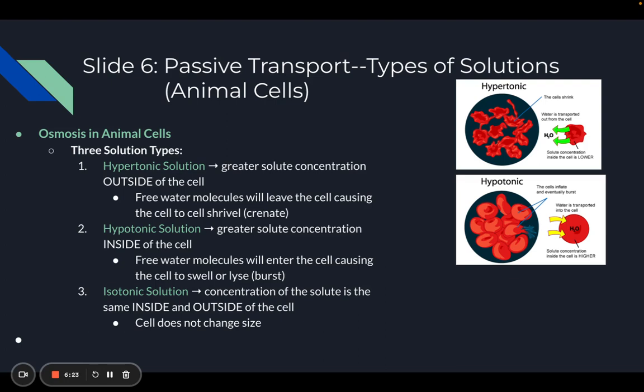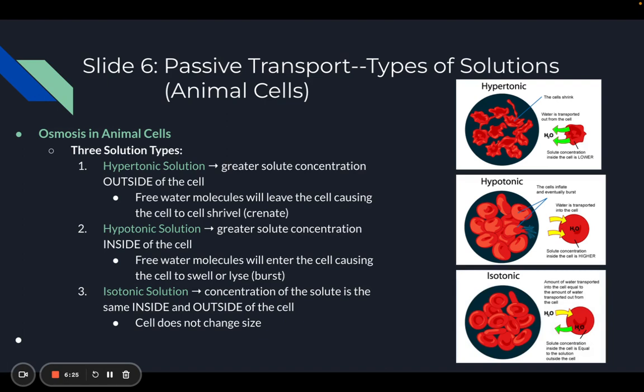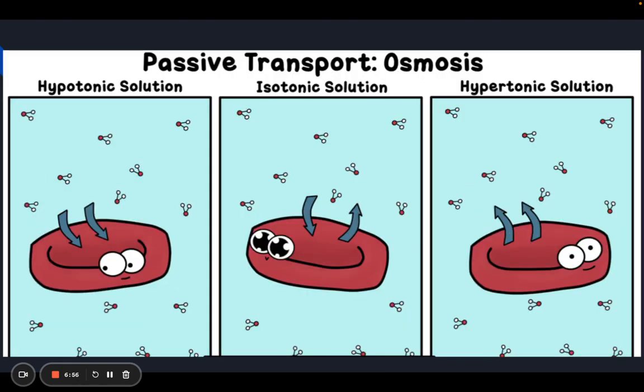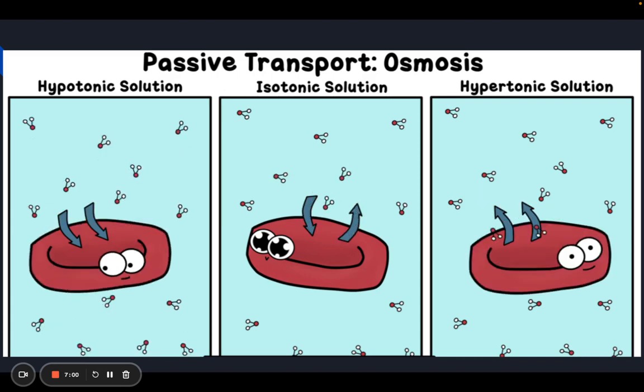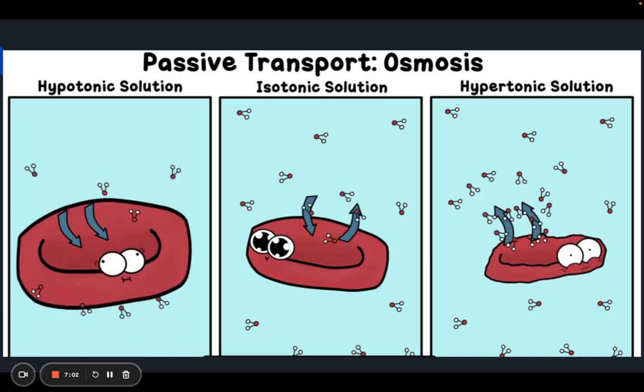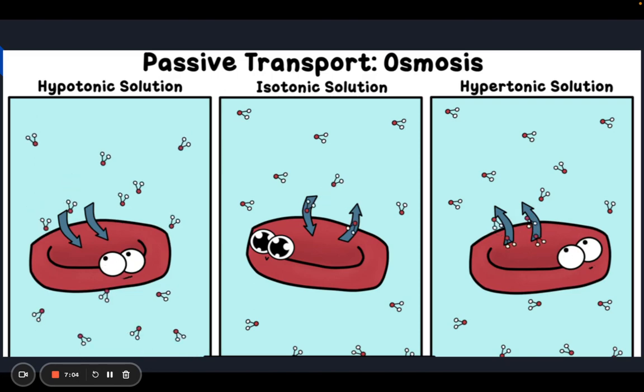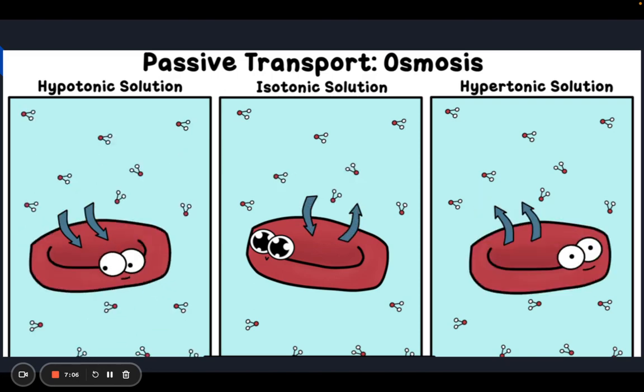And finally, an isotonic solution is the same concentration of solute on both the outside and the inside of the cell. So water continues to move across the membrane, but in the same volume, so the cell does not change size. You can see this graphic too, with a hypotonic solution favoring the movement of water molecules into the cell, as the solute concentration is greater inside the cell.